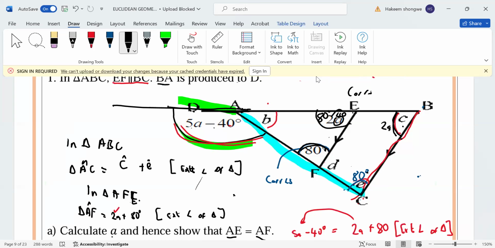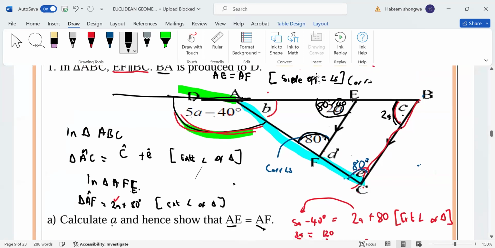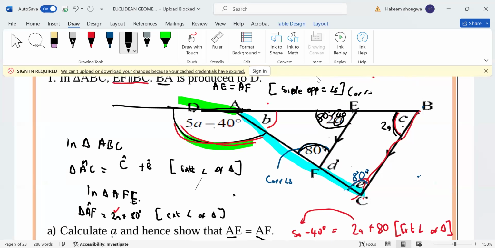That one, how did you get that one? We got it from calculations. We got putting this one here, it's 80. We also got putting this one here, it's 80. What is it that you can tell me then? You can tell me AE is going to be equal to what? To AM. Why are we saying that? Because we have side opposite equal angles.